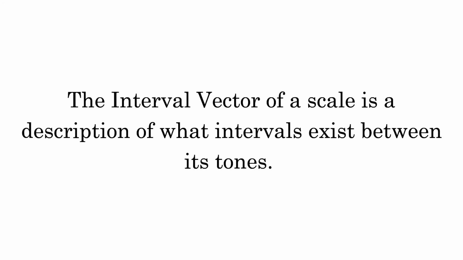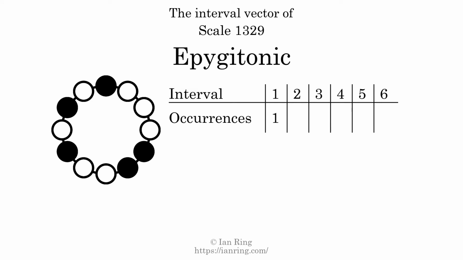The interval vector of a scale is a description of what intervals exist between its tones. There is one interval with a size of 1 semitone. It is here. There are 2 intervals with a size of 2 semitones. They are here and here. There is one interval with a size of 3 semitones. It is here. There are 3 intervals with a size of 4 semitones. They are here, here, and here.